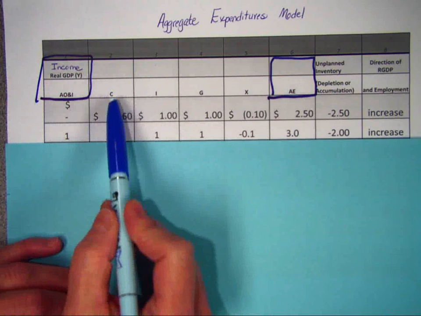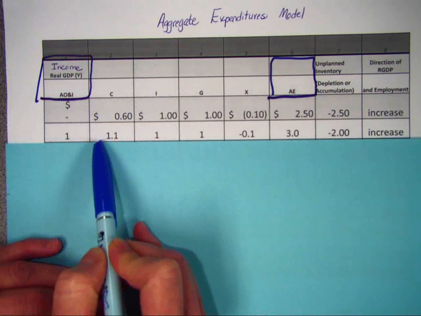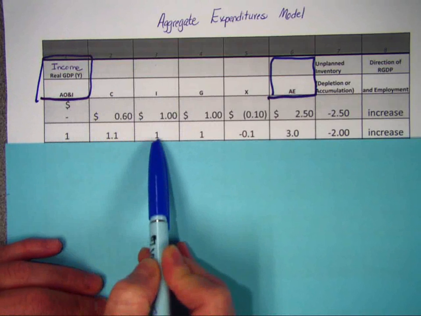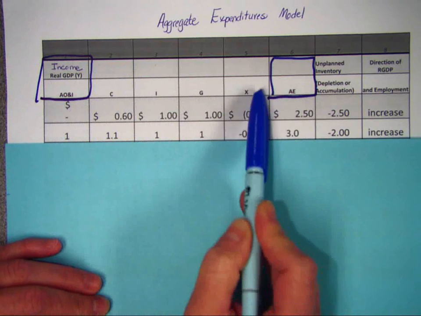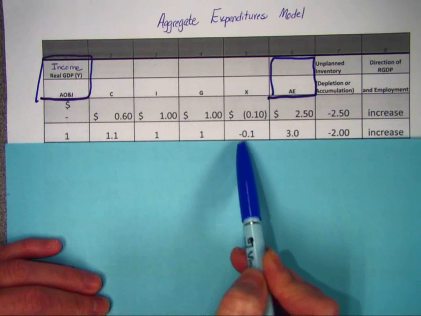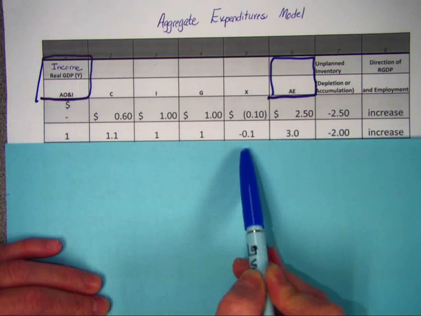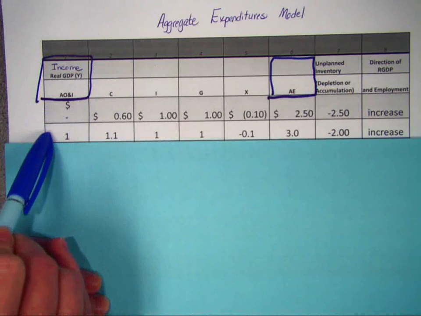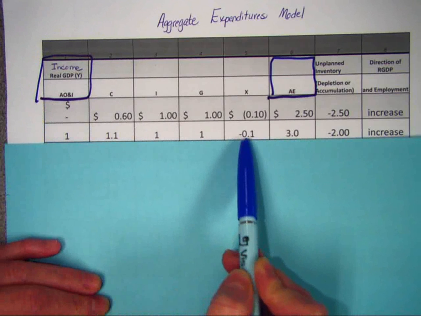And here we have consumption is 1.1. Now notice there's been an increase in consumption. However, investment spending has stayed the same, that's still 1. Government spending has stayed the same, that's still 1. And net exports has stayed the same at minus 0.1 as well. Now the reasons why I, G, and X have stayed the same, even though we've seen an increase in output and income, is because this is an example of autonomous spending.